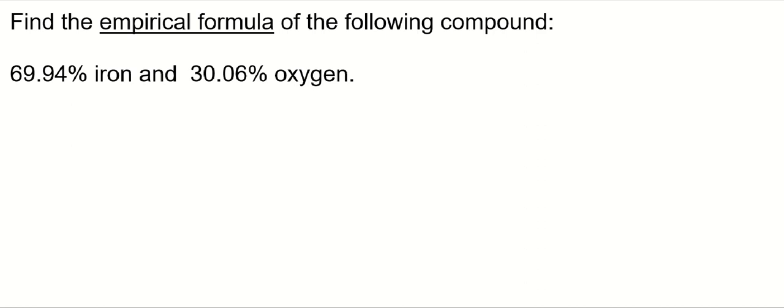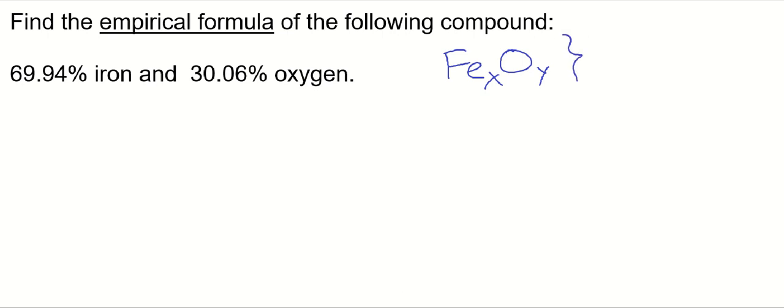We're going to find the empirical formula for this compound that contains 69.94% iron and 30 some percent oxygen. We're going to figure out what this lowest whole number ratio formula is.